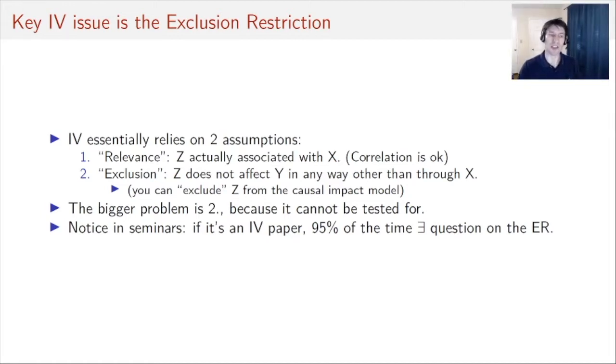The second big assumption is the exclusion restriction, which means that Z does not affect Y in any other way than through X. Why is that called the exclusion restriction? Well, because it says you can exclude Z from your model of the causal impact. Now, the second assumption, the exclusion restriction, is by far the bigger problem. Why? Because you cannot really test for it. And so, for instance, you'll notice in the seminars, virtually any time somebody comes up with an identification strategy, there's somebody in the audience that will ask a question about the exclusion restriction, or will say something about they don't believe that the exclusion restriction is satisfied.